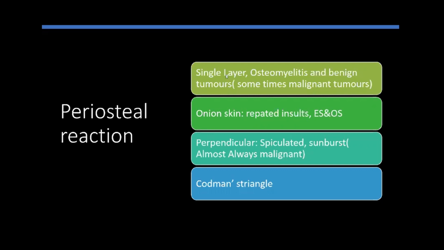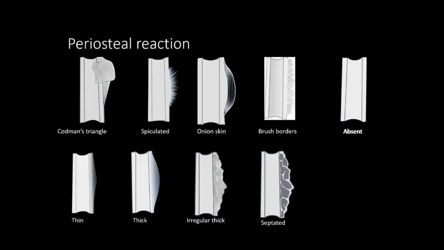And if it is an aggressive tumor, it will present with spiculated periosteal reaction, sunburst appearance, and the Codman's triangle like osteosarcoma. Here this Codman's triangle is spiculated. This is the onion scale. This happened because a slow growing tumor comes, stops, healing, comes, stops, healing. So it gives the onion skin appearance.